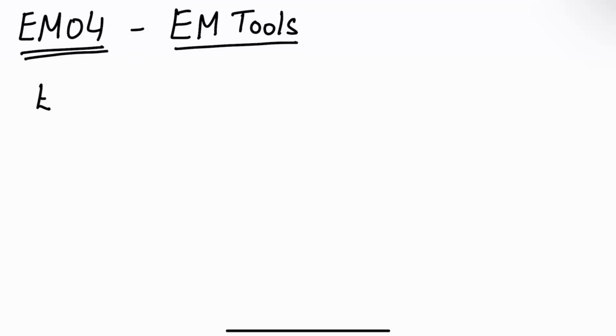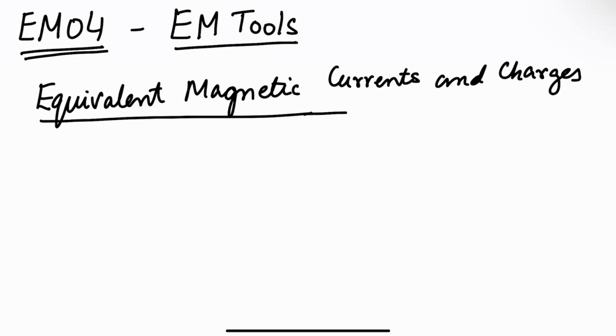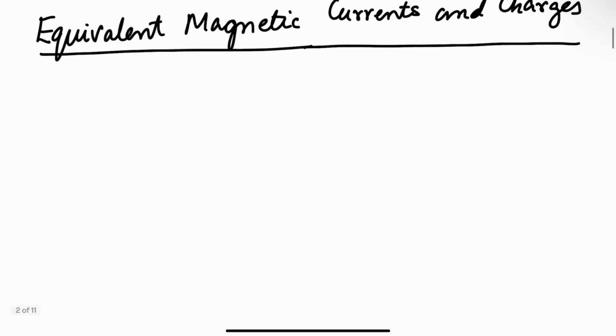First thing we're going to look at is equivalent magnetic currents and charges. So what's the big idea here? The idea is that we have Maxwell's equations and we want to make them symmetric. We'll see what that symmetry means, so that symmetry in Maxwell's equations will give us a nice tool called duality. In order to do that, we first need to develop an equivalent magnetic current and charge.